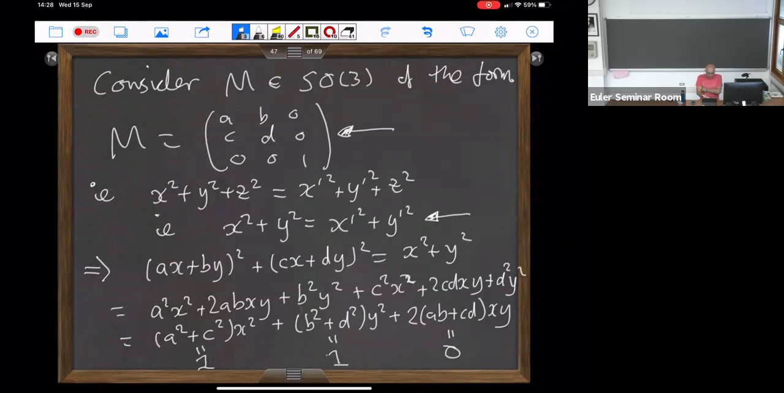Well, we can do that explicitly in a few lines. X transforms into AX plus BY, so we take the square of that. Similarly, this is how Y transforms. This is Y prime. If you multiply all of this out, the coefficient of x squared is a squared plus c squared, the coefficient of y squared is b squared plus d squared, and the coefficient of xy is twice ab plus cd. Since we want this whole thing to equal x squared plus y squared, the xy term drops out, and the coefficients of the y squared and x squared terms have to be equal to 1. Okay.